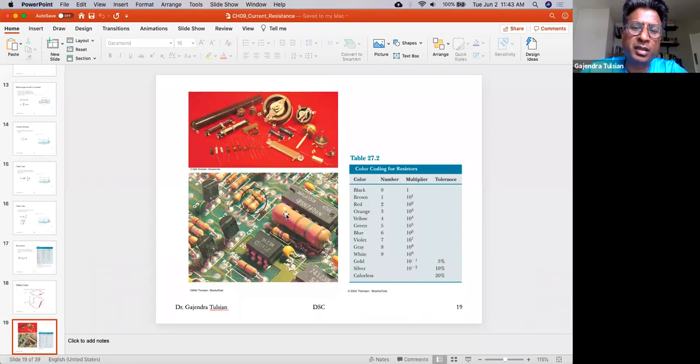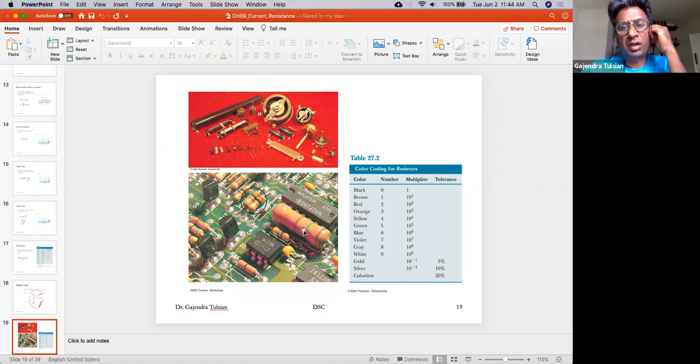The last band, if there is a fourth band, tells you the accuracy of the value. If it's a gold band, then this resistor is accurate to 5%. So that's an expensive resistor. A silver band gives you an accuracy of 10%, and if there's no band, then it's a 20% accuracy.